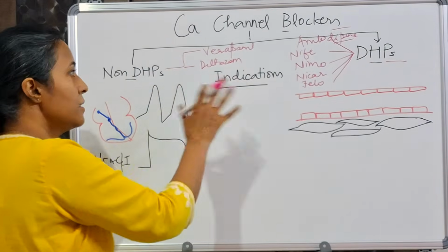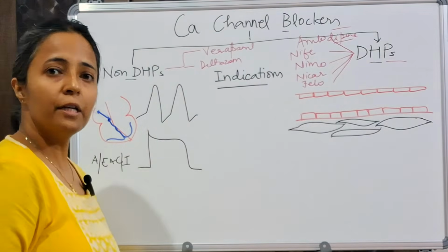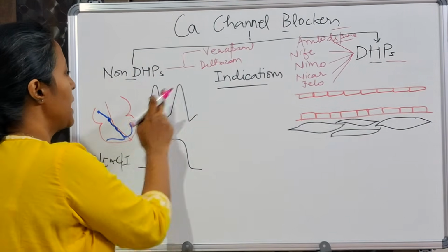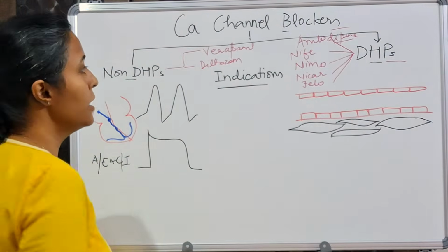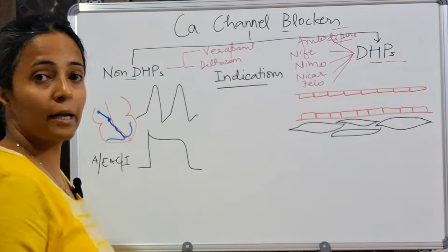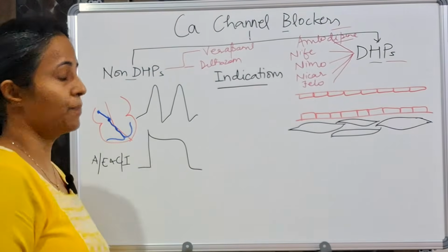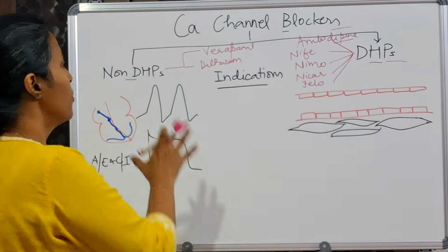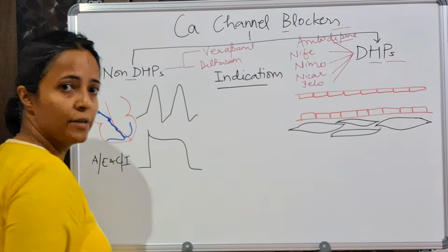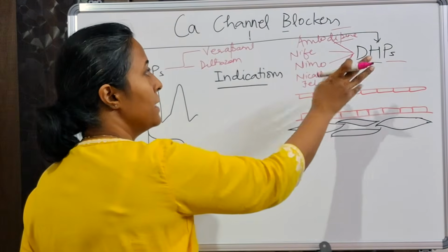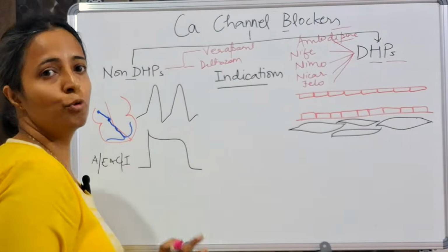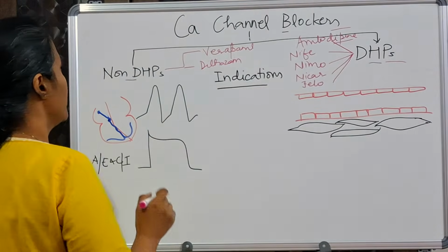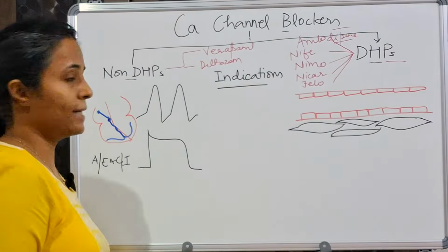Now, these two classes of drugs differ in their way of action. Here I have drawn the heart and its action potential, and here is a schematic diagram showing the wall of the blood vessels. Non-dihydropyridine drugs act both on the heart and the blood vessels, while dihydropyridines act mainly on the smooth muscles, that is the blood vessels and other smooth muscles as well. Let us first see these non-DHPs.